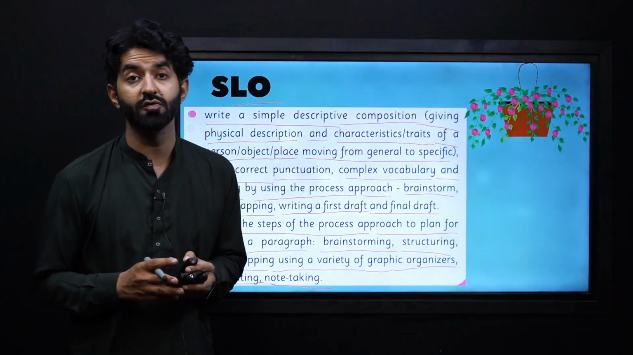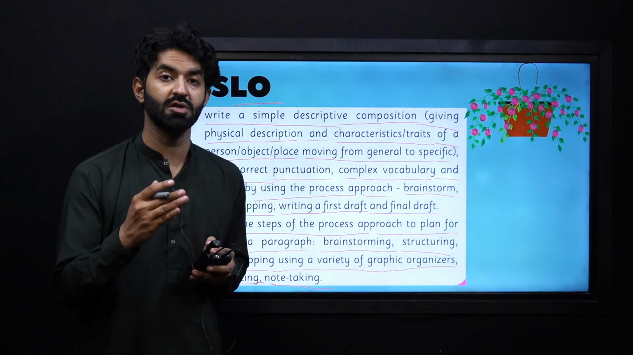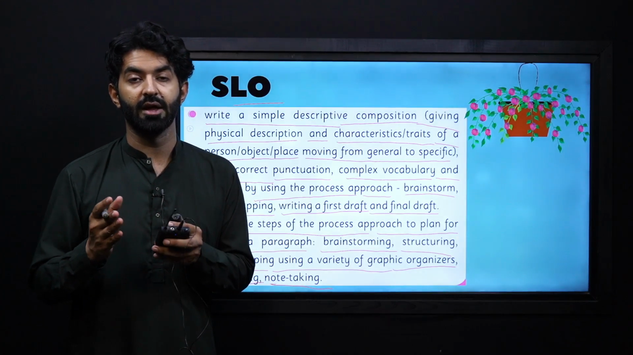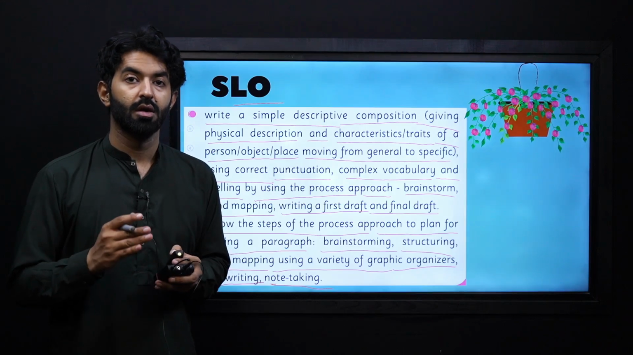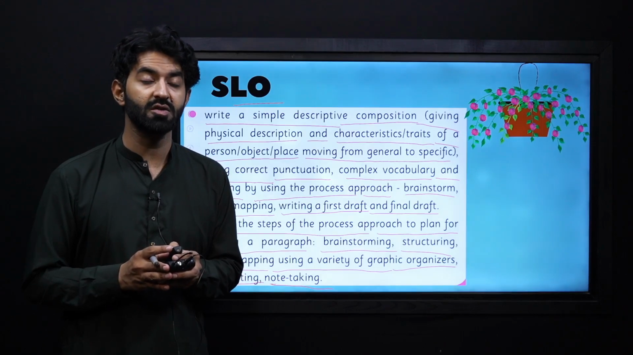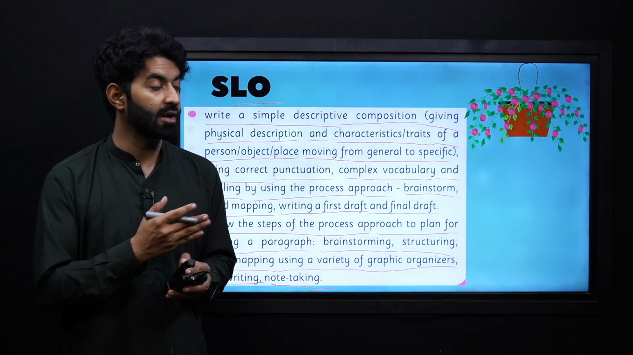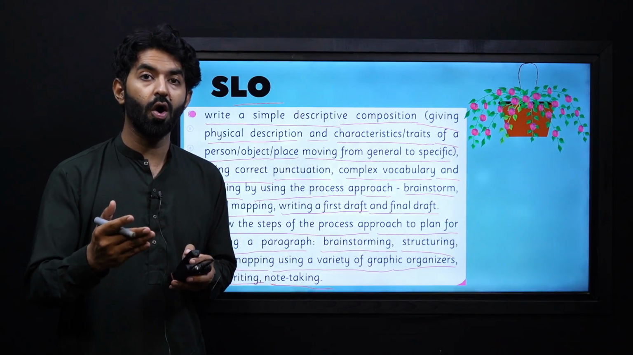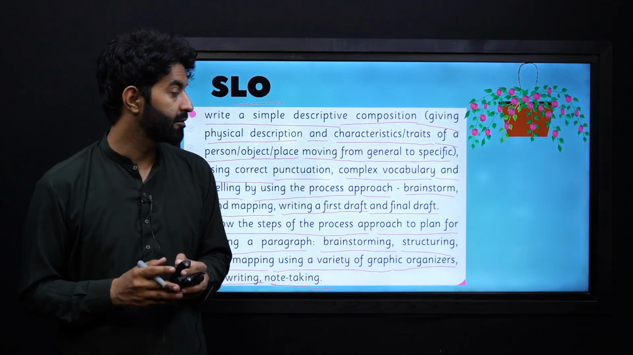Now, my dear learners, we are already familiar with the process approach of writing, about pre-writing, drafting and then post-writing. We have also gone through techniques like brainstorming, mind mapping and other techniques that are mentioned in this SLO, and you will recall all of them by yourself.